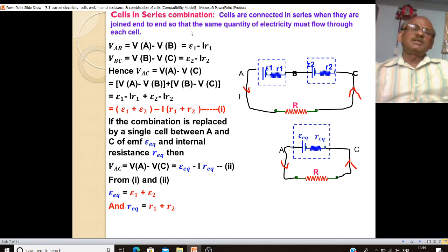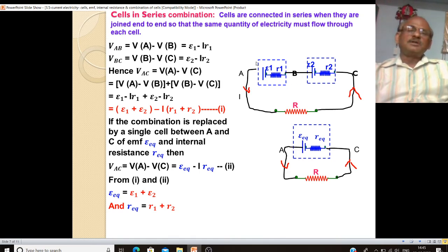Now cells in series combination. Consider here two cells of EMF E1 and E2 and internal resistance R1 and R2 connected in series, end to end. See here, the negative terminal is connected with the positive terminal, and the same current will flow. Let the potential at A be VA, at B, VB, and at C, VC.